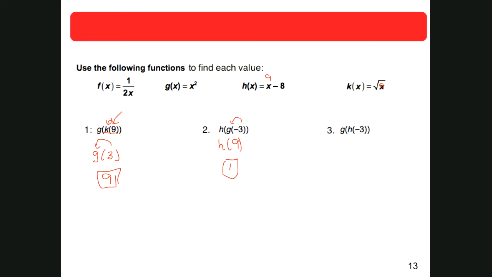This problem is telling me to put negative 3 into the h function. So negative 3 minus 8, that's negative 11. Now that I have to plug into the g function. Well, negative 11 squared is 121.